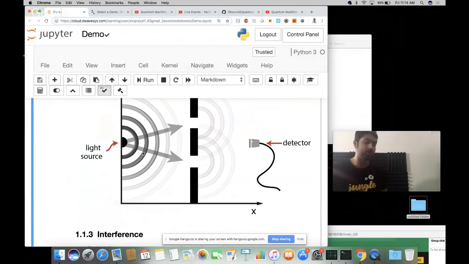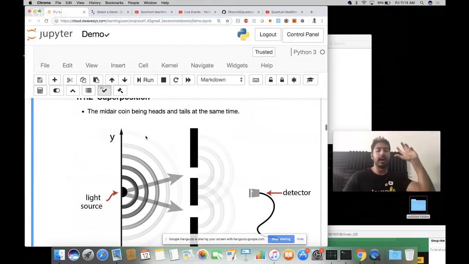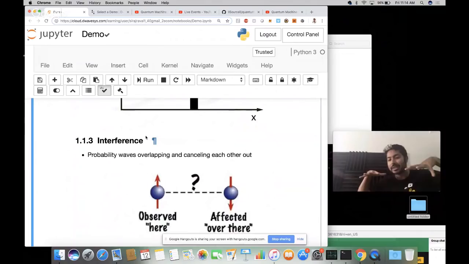So superposition is the first feature. The second feature is interference, right? So those waves in the double slit experiment, when those waves collided with each other, that's interference. They overlapped and canceled each other out. And the third feature is entanglement.